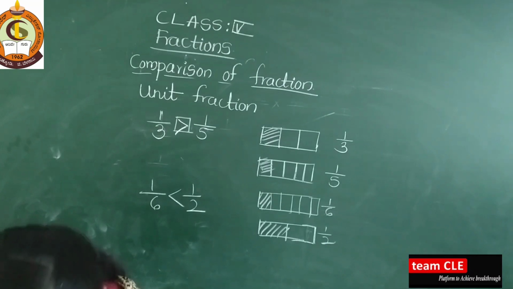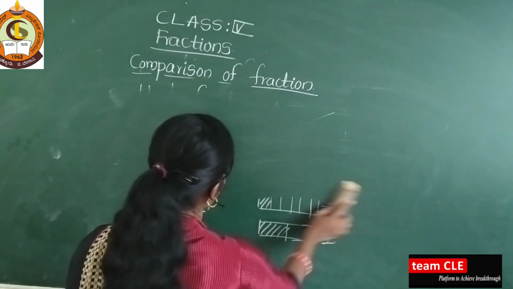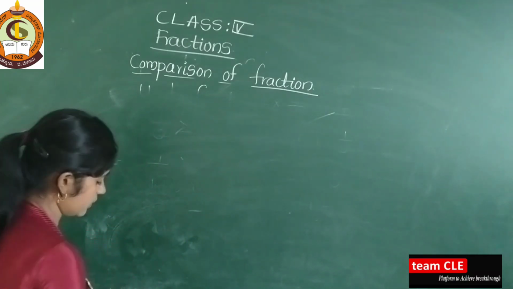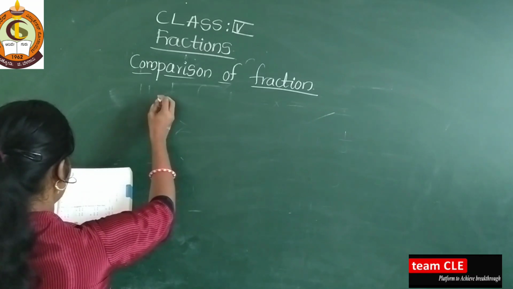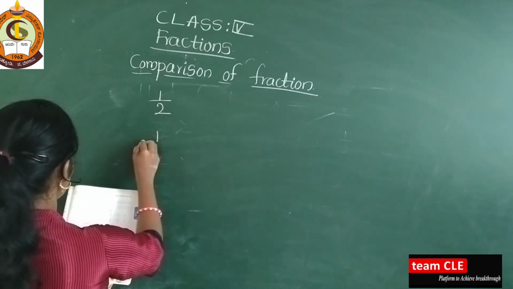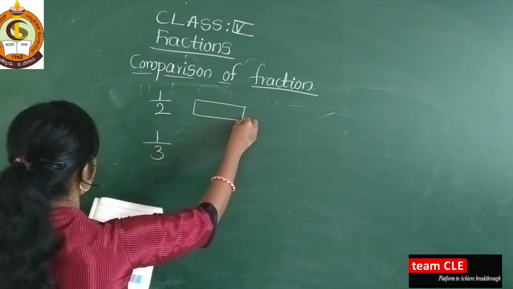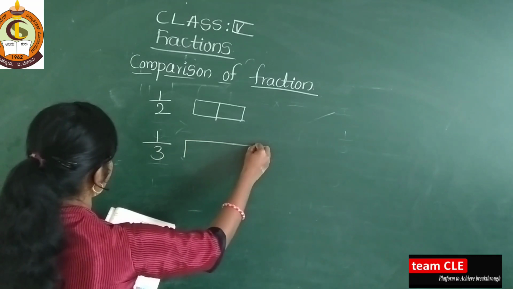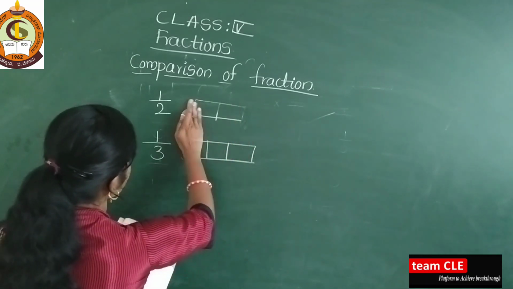So let us draw this. I will draw some figures. I am solving this from your My Practice Time 2, second question. 1 by 2 is there. Here also the unit fractions are 1 by 2 and 1 by 3. Here they have given 2 parts and here they have given 3 parts. 1, 2, 3.